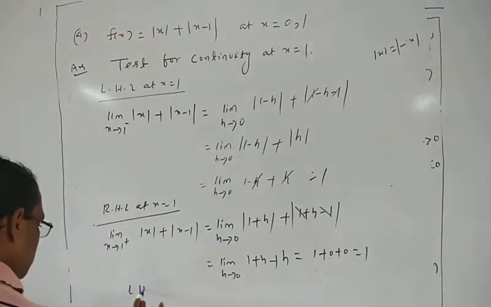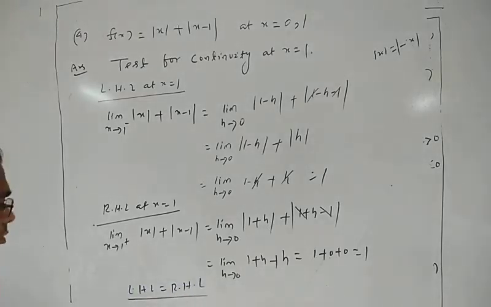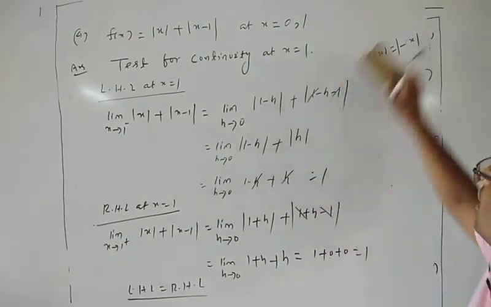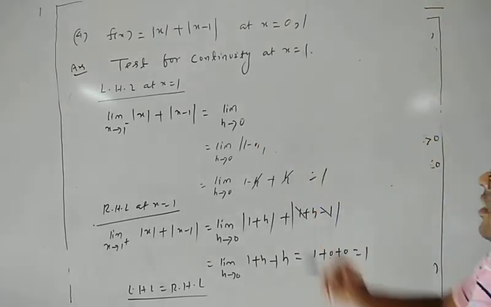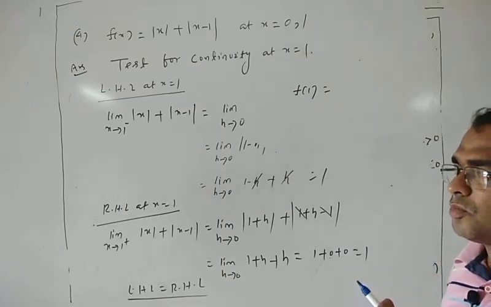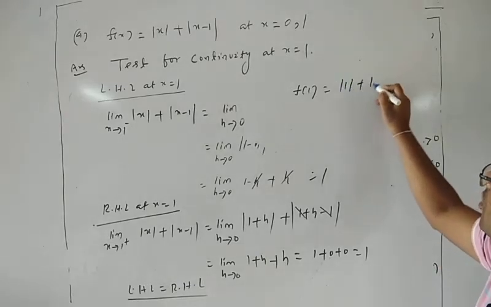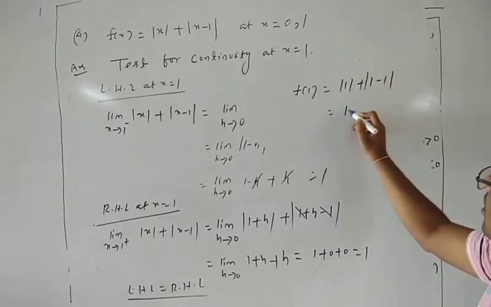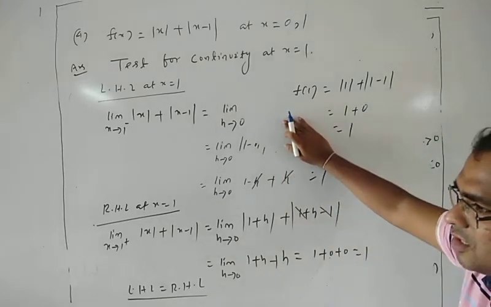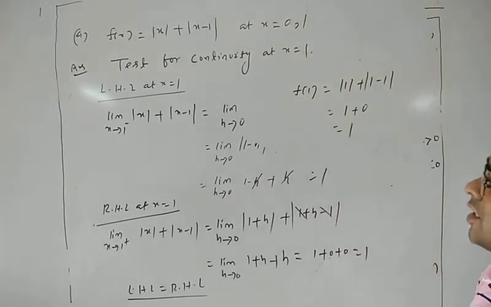So LHL is equal to RHL means the limiting value exists, and what will be the value of the function? So value of the function at x is equal to 1, that is f of 1. So f of 1 means how to find the value of the function? You have to put x is equal to a in the given function directly. So this is mod 1 plus mod 1 minus 1, this is mod 1 plus 0, this is 1. So left hand limit is equal to right hand limit equal to value of the function. Therefore f(x) is continuous at x is equal to 1.